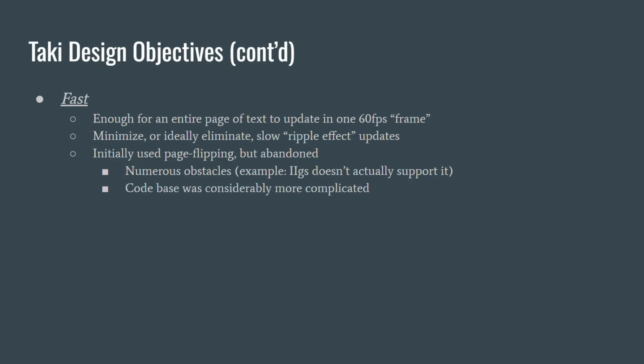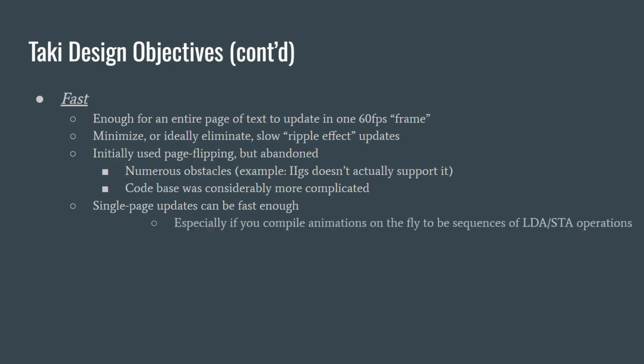And if you're determined, you can get screaming fast text, writing a whole page in better than 60 frames per second, at least if you're willing to compile the text to be drawn directly into a series of load and store operations. So I got rid of the page flipping and made Taki's code significantly saner.